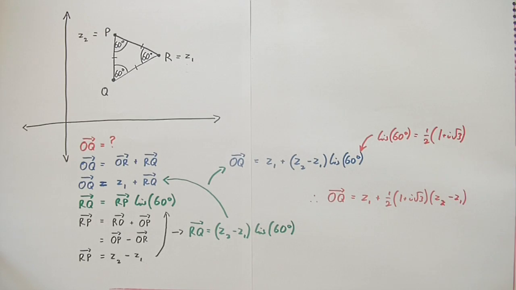And that's it. We're done. We found O going to Q in terms of z1 and z2.